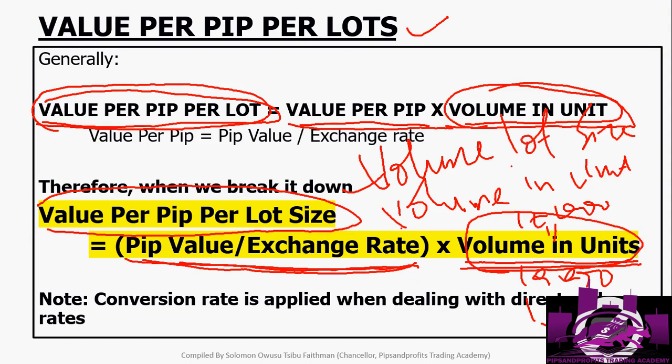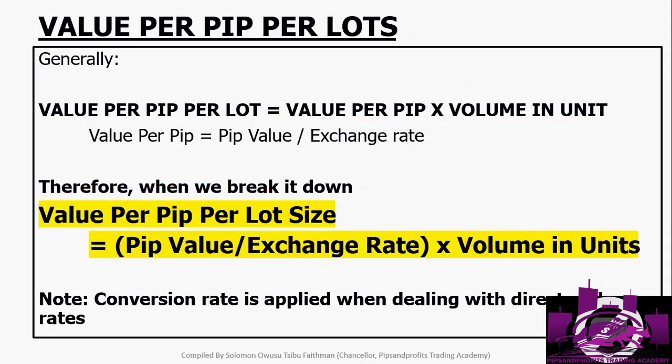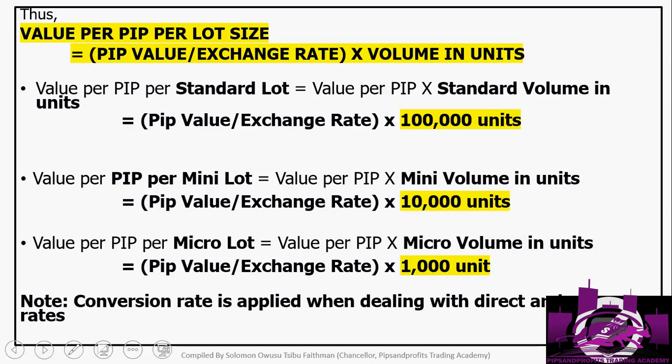So to guide you, when you add the volume in units to your value per pip formula, then you are getting your value per pip per lot size. We are not going to spend much time over here. So let us continue. I'm going to read through. You take screenshots and then you learn that later.